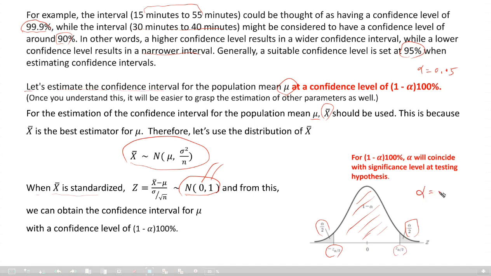When alpha equals 0.05, it is a very famous value. Then this tail area is 0.025. The value of z for 0.025 is 1.96. I mean, 1.96 is a very famous value for the normal distribution because we used to use confidence level 1 minus alpha, which is just in the center.